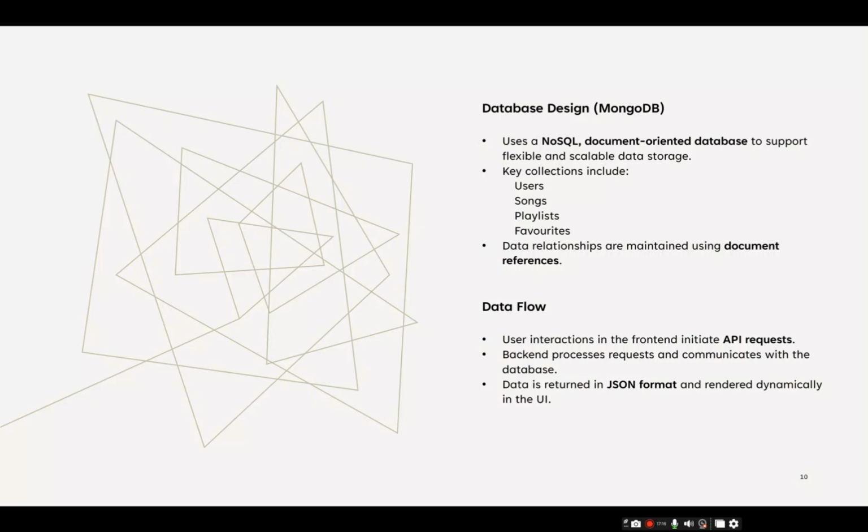Let me explain the data flow, how it works. The front end sends an API request and the back end processes the request. Then MongoDB retrieves or updates the data. The back end returns a JSON response and the front end updates the UI accordingly. This is how the project works. And this flow creates a smooth and interactive experience for the user.